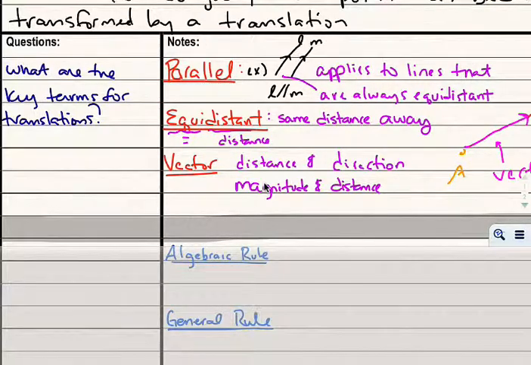So it's almost impossible to describe a translation well without using at least one of these words. The most important word, I think, being vector. I think parallel and equidistant help describe the vectors after the fact, but vector is certainly the key feature here. Okay, so let's drop down.